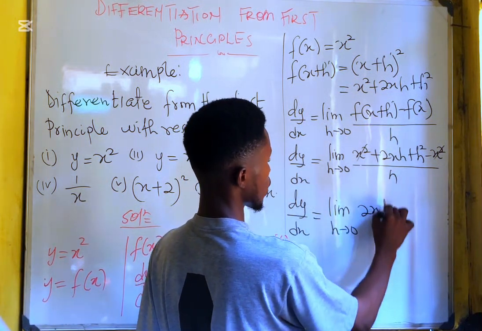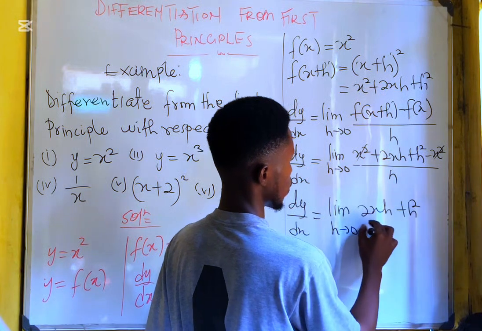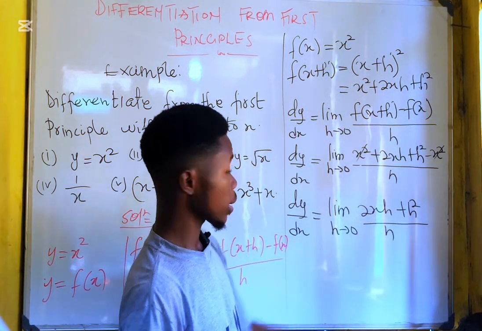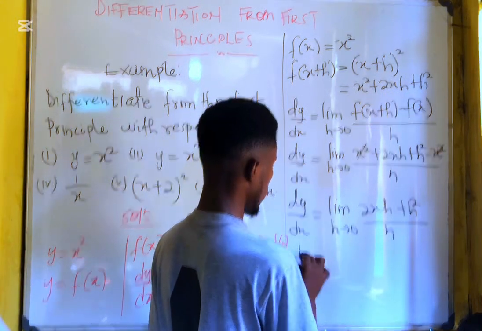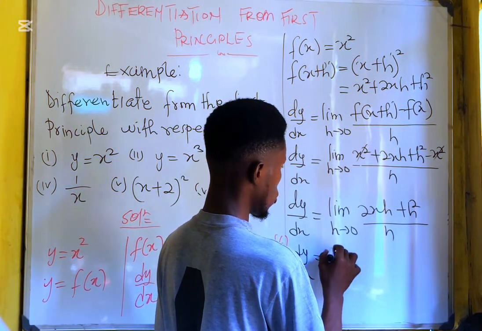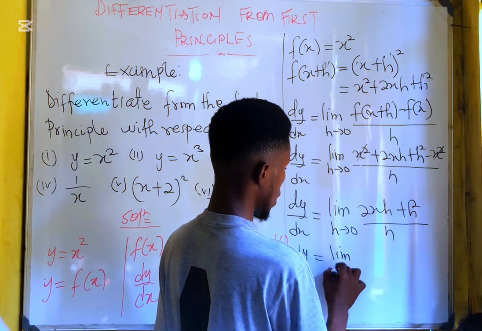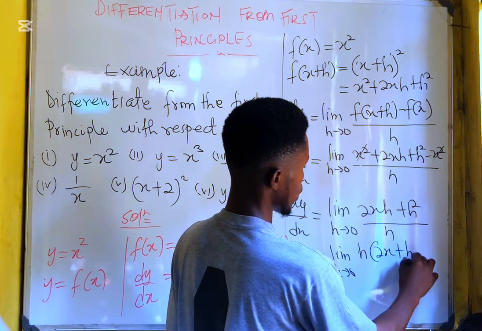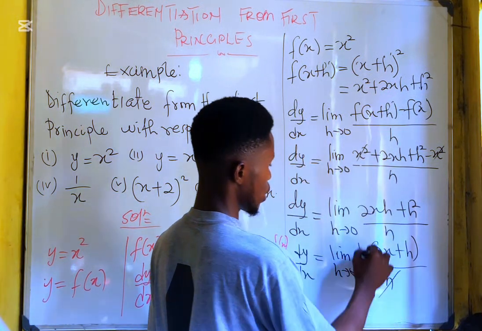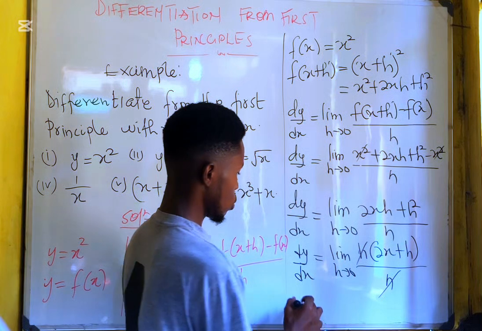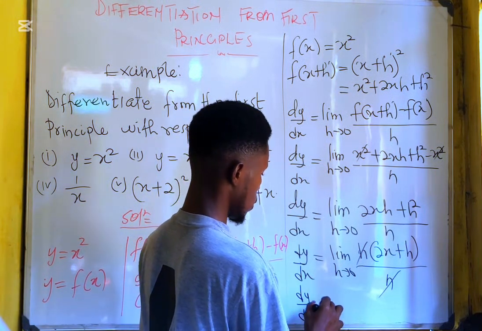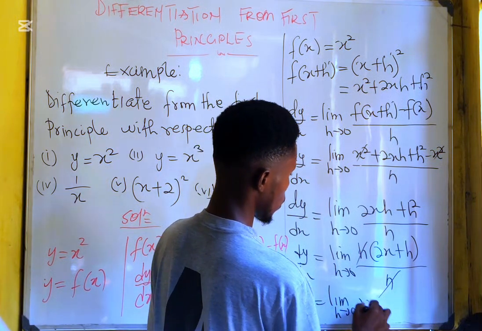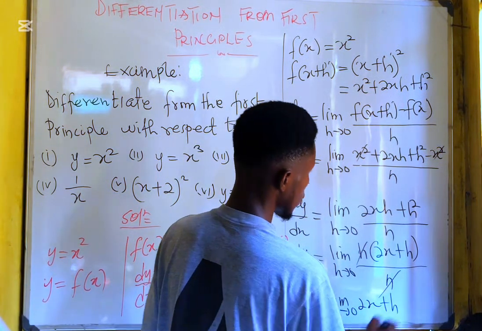I'll be having 2xh plus h squared, all divided by h. Now in this case, there's h here, there's h. I can factorize it out. So what am I going to have? dy/dx equals the limit as h approaches 0. H, I will have 2x plus h, all divided by h. So this h will go with this, so that I have dy/dx equals the limit as h approaches 0 of 2x plus h. Is that okay?